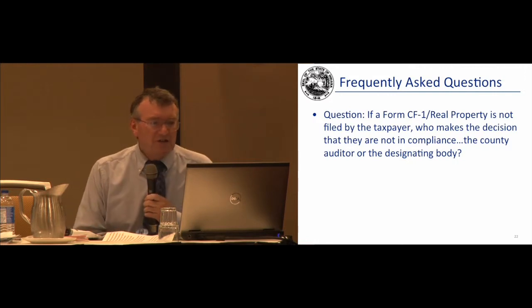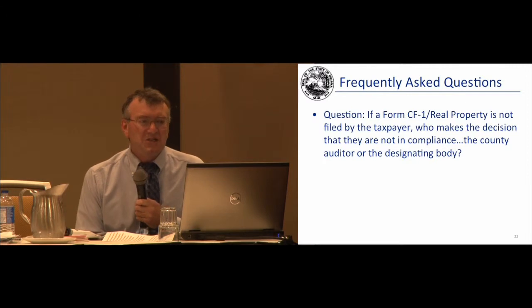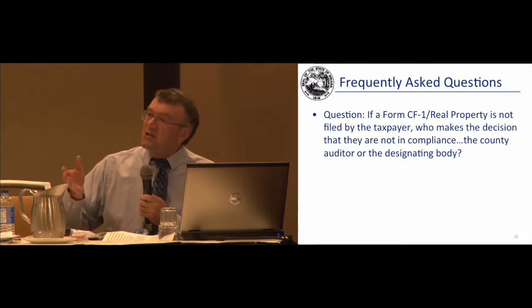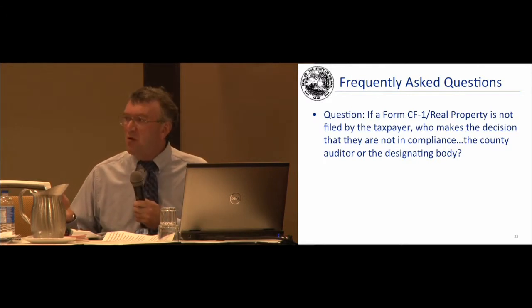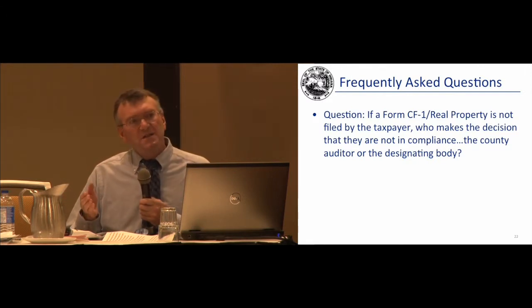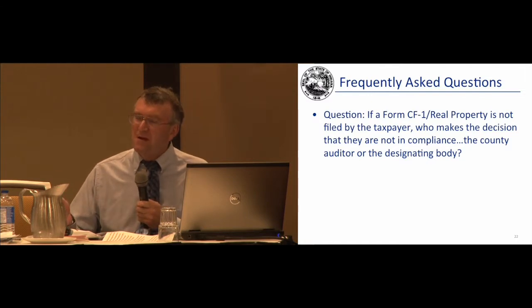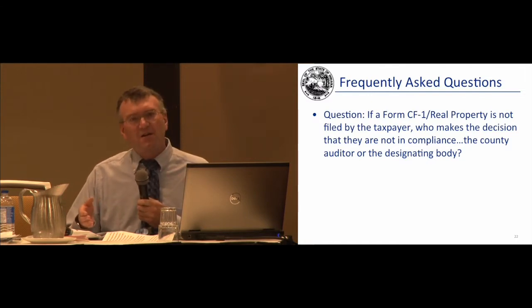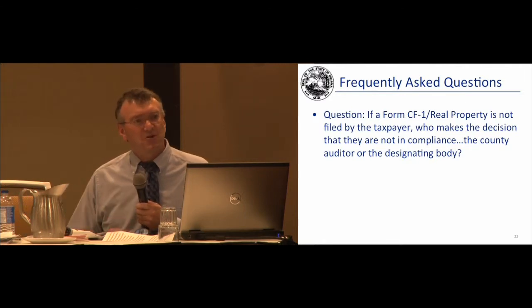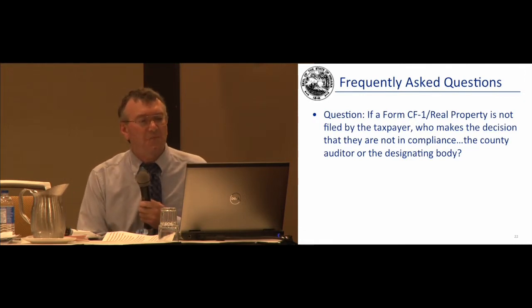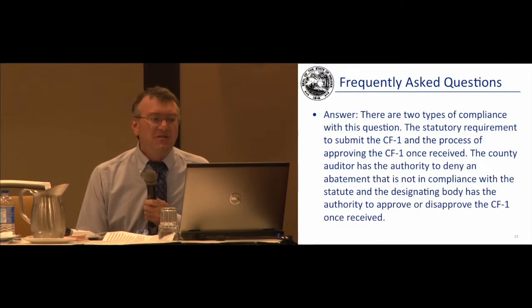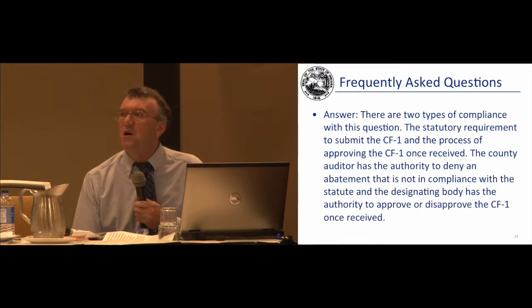So the next frequently asked question: if the CF1 is not filed by the taxpayer, who makes the decision that they're not in compliance? Now, I just said that the designating body has the authority to determine compliance or not. But that is once the CF1 has been filed. If the CF1 has not been filed, then how can they take that next step to determine whether it's compliant or not? So the answer to this question is that there are two types of compliance. There's the statutory requirement that they submit the form, and then there's the process of approving that CF1 once received.